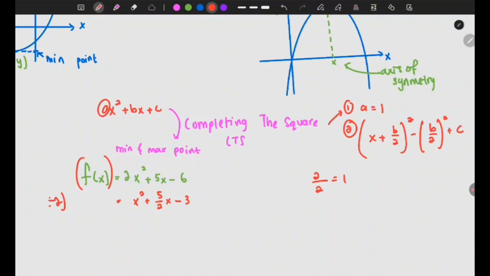So the 2, you put it outside. When the 2 is outside, the x squared remains x squared. And then the 5, you divide by 2, right? Then you pull the 2 outside, so you do the same thing. And then the 6, you take away the 2, left is 3, right? So minus 6 over 2. Minus 6 divided by 2 is 3.